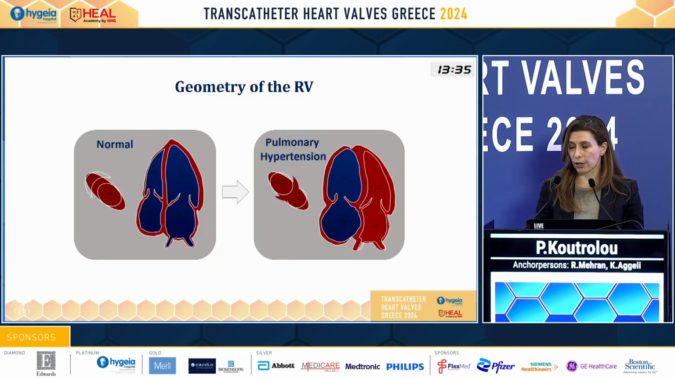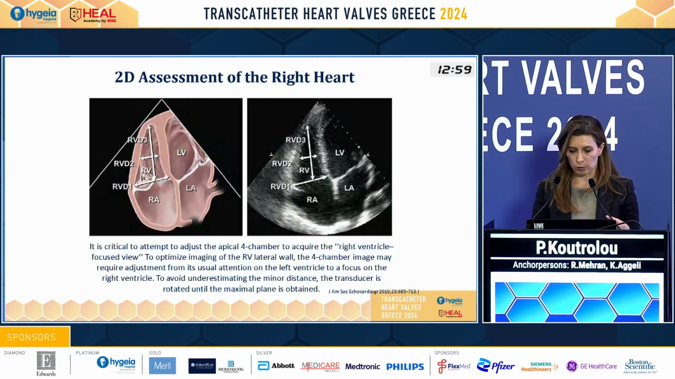Just a brief of the geometry of the RV. As you all know, as you all remember, the RV has actually a crescentic shape. At the top of our cursor, when we are placing the echocardiographic probe on our patient, we see actually most of the apex of the LV, and we need to see the RV like you see it on the left side. When an RV is dilated, because, for example, a patient has pulmonary hypertension, the crescentic shape of the RV gets destroyed and becomes more rounded.